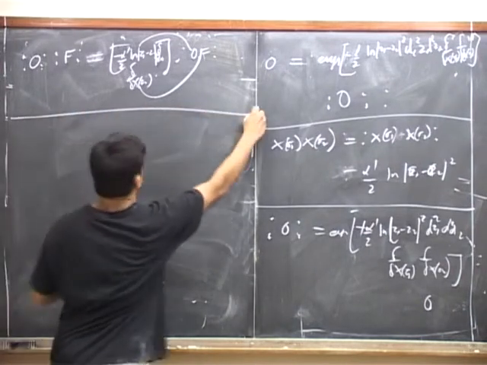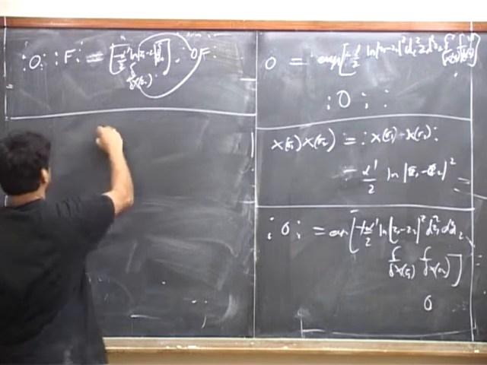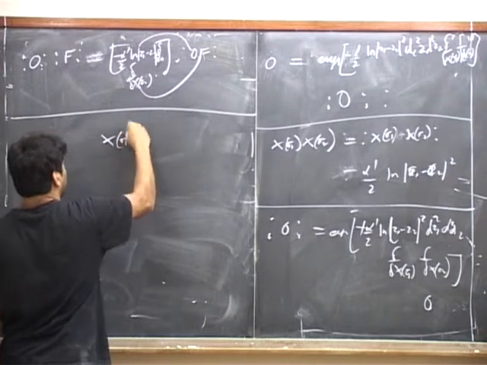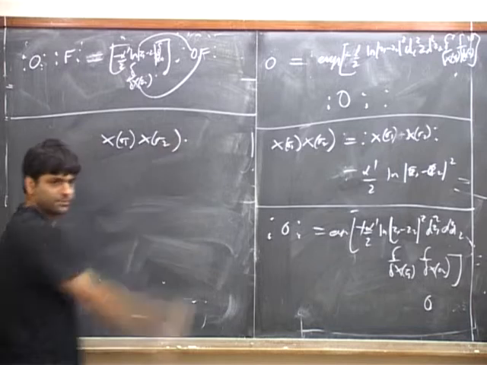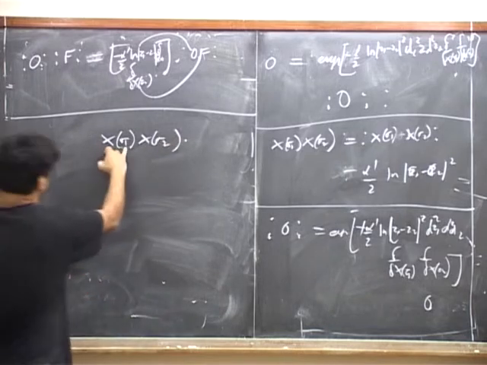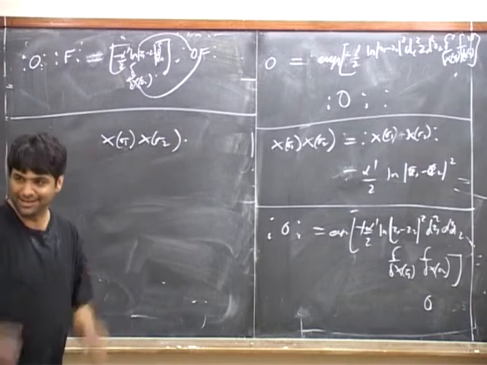Oh, maybe you're right. Let me just check this out in a particular case. Suppose we want x of sigma 1 times x of sigma 2. Okay, this is normal order by itself. This is normal order. I want to expand it.